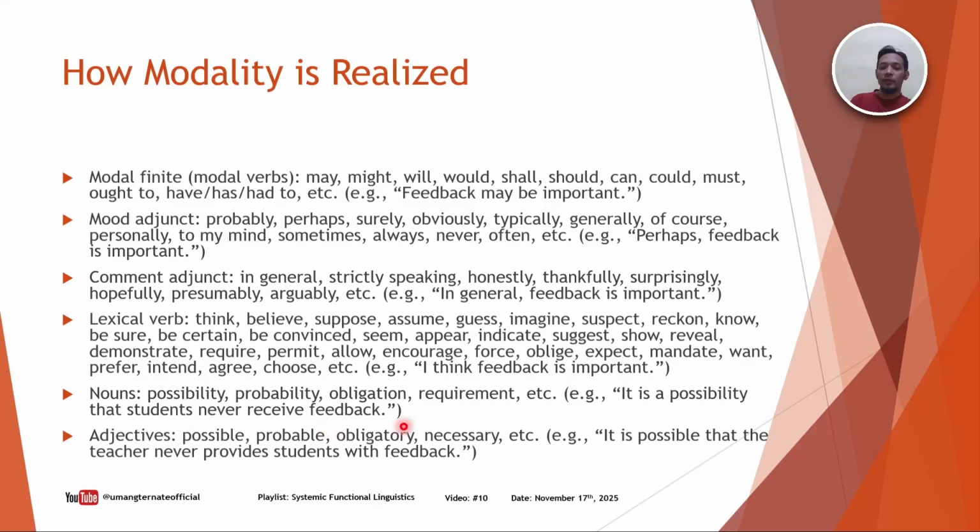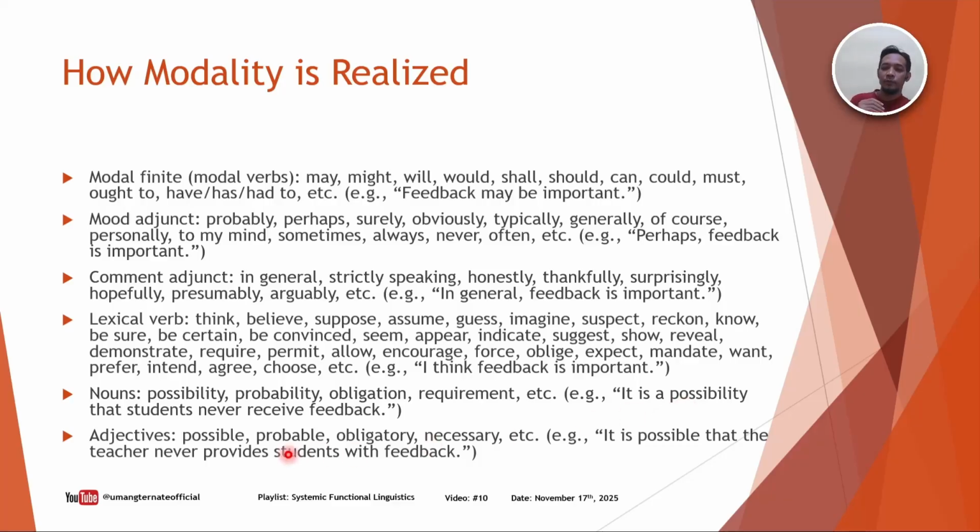In this example, the first clause expresses the level of certainty that the speaker holds about the fact that students never receive feedback. So it is a possibility means that yes, it is possible, but it is not a definite yes. It is not a definite no, but it is possible. So it's between a yes and no.